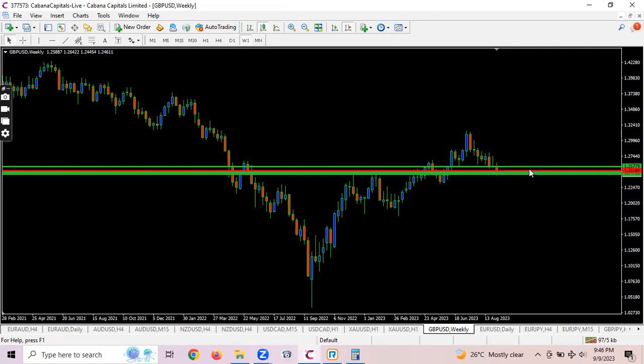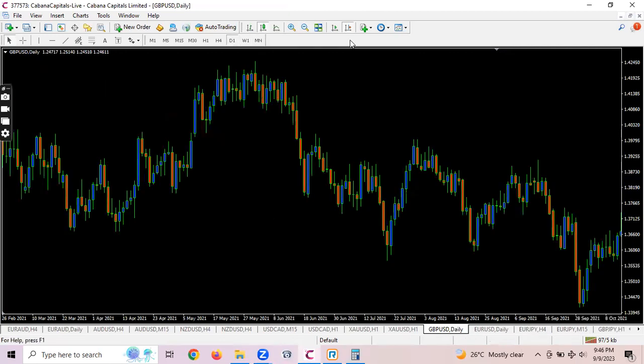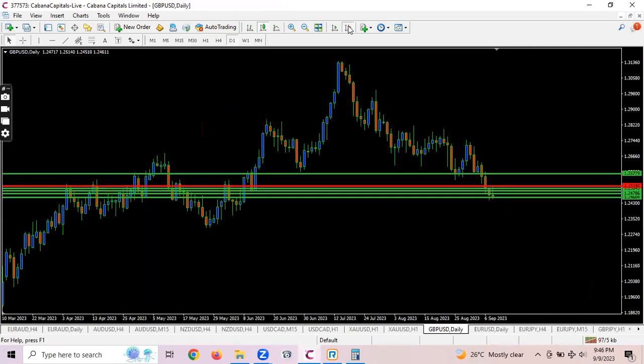So that's our weekly pivot. Let's get the daily pivot. You can see that the weekly pivot is just a few pips above the resistance zone. So let's get our daily pivot.